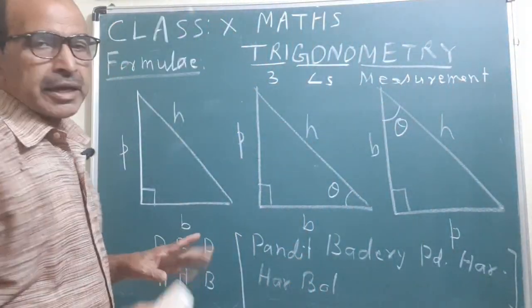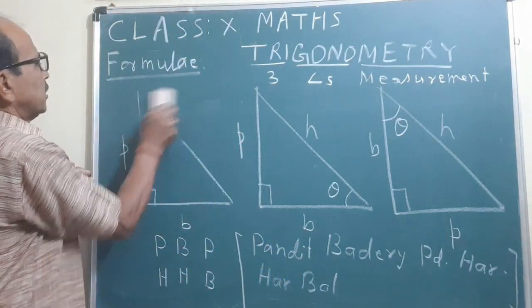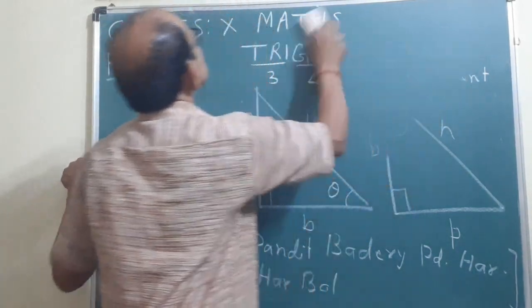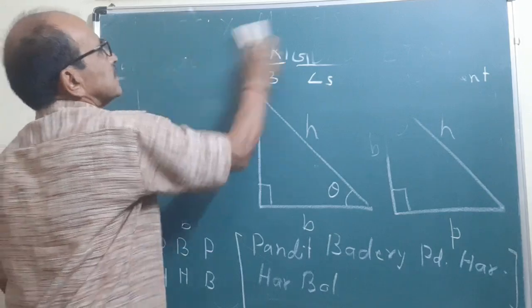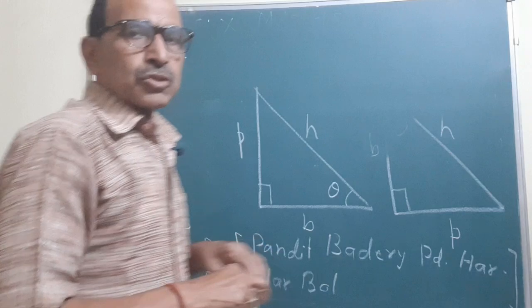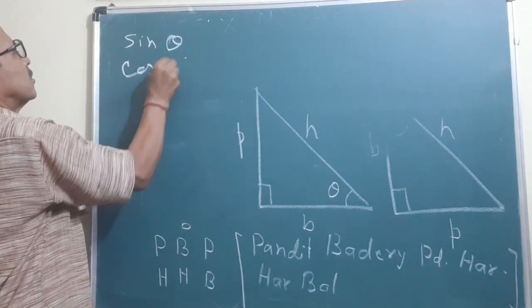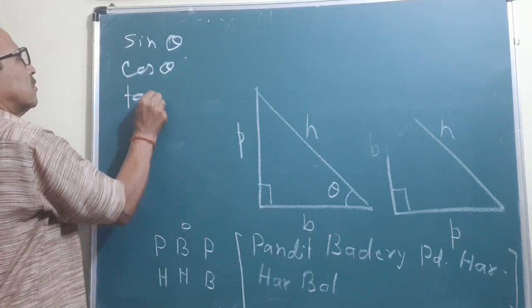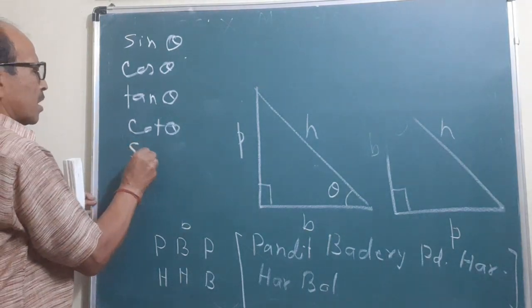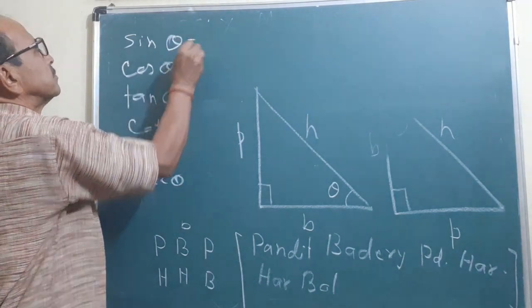In trigonometry you will use 6 trigonometric ratios. So here: sin theta, cos theta, tan theta, cot theta, sec theta, cosec theta.